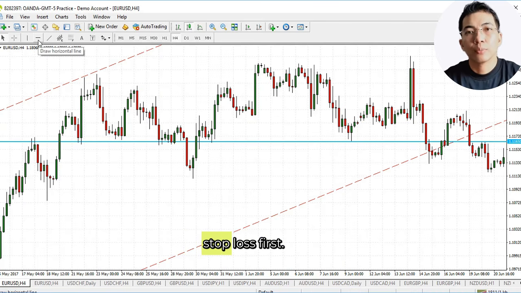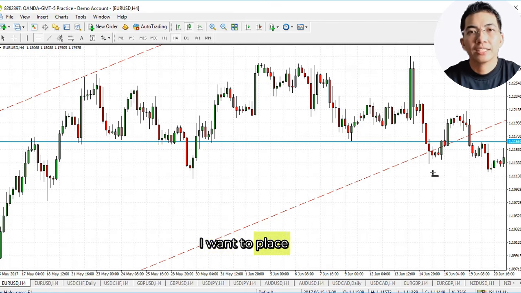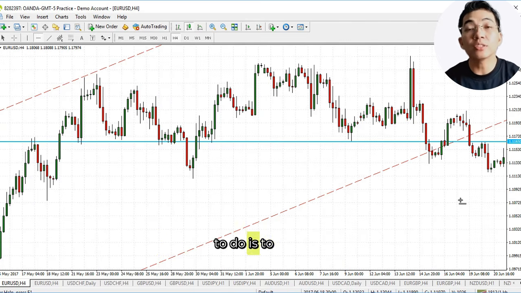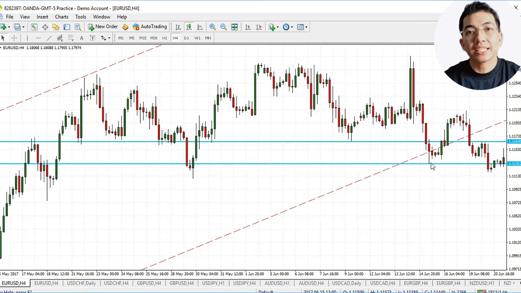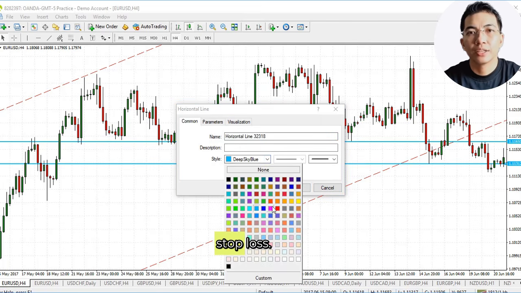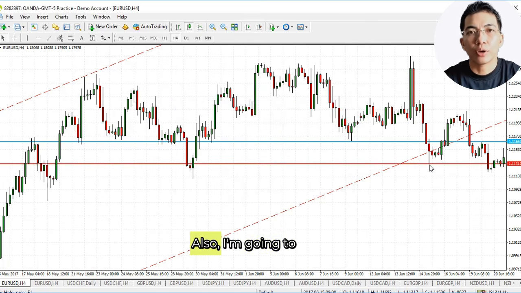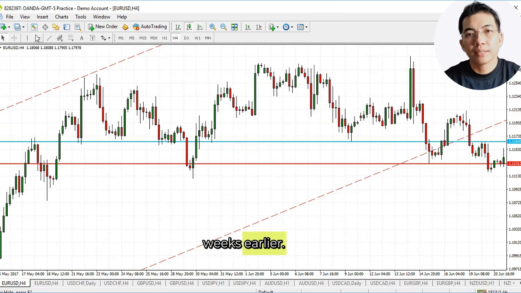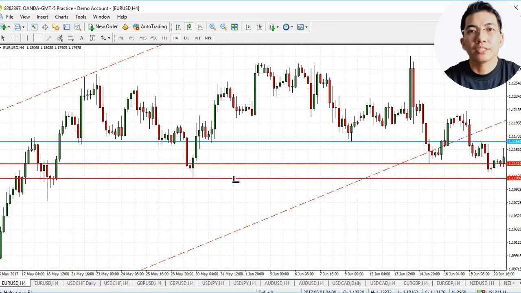Let's talk about the stop loss first. I want to place it below the channel, and if it is possible, below the previous low. So what I need to do is to look for my previous low, and it is quite easy to find it. I can see that it is here, so my line will be here, but I want to color my line red because this will be my stop loss. Also, I'm going to look for other recent lows, like this one that is not very distant, just about 3 weeks earlier. So I will draw another line on this low.